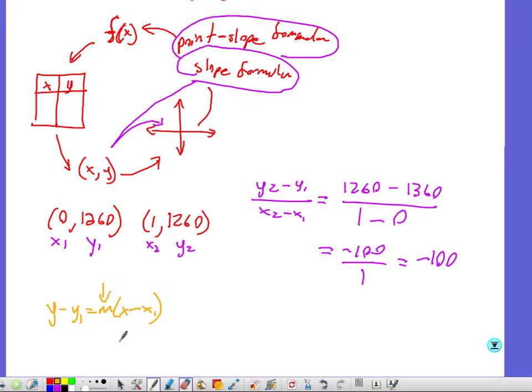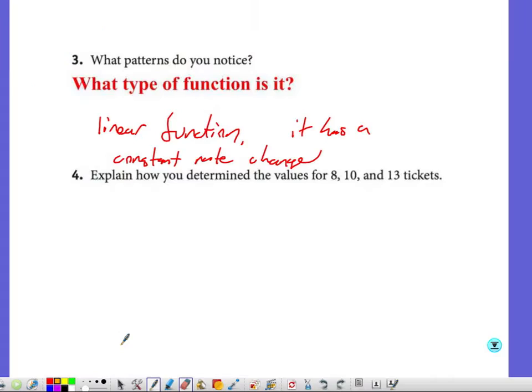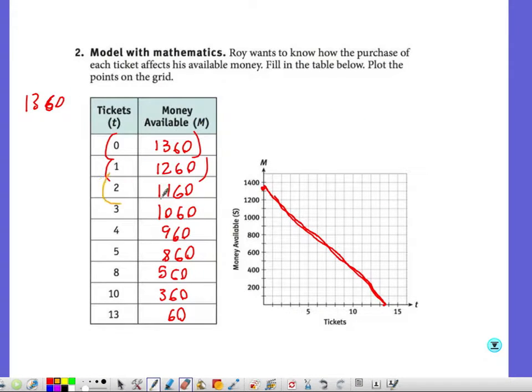M stands for slope. So remember, slope is negative 100. So we have negative 100x. Now you can use any ordered pair to plug in for x1, y1. So going back to our table, it does not matter which ordered pair you use for x1 and y1, you're still gonna get the same answer.